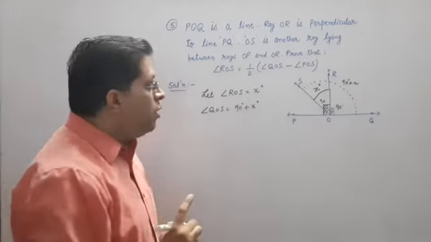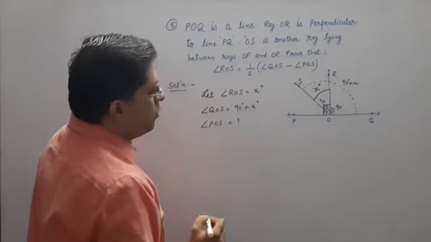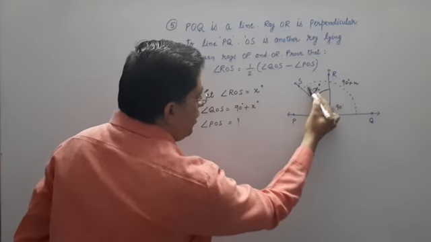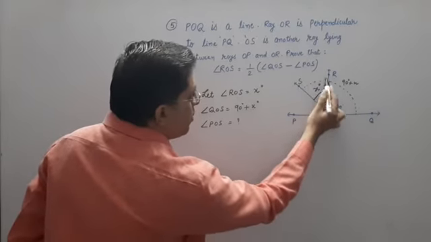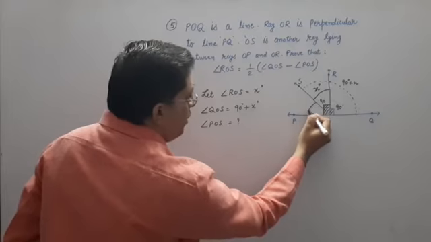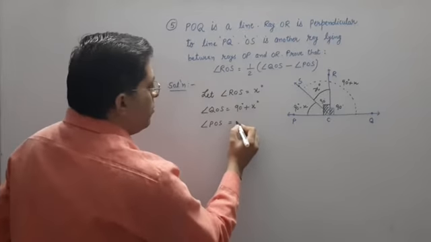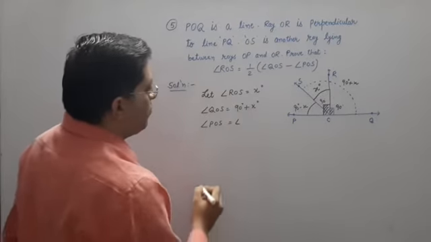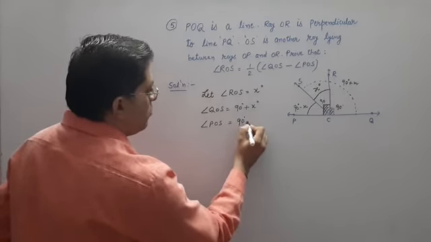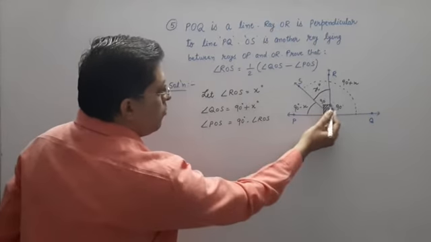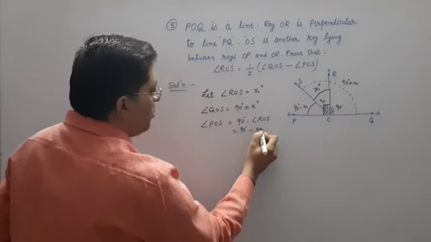Okay. Now think, what will be angle POS? See here. Total POR is 90 degree. If I subtract ROS, then you will get here 90 degree minus x. So I can write angle POS is 90 degree minus ROS. From full 90 degree, if you subtract it, you will get POS. So 90 degree minus x degree.